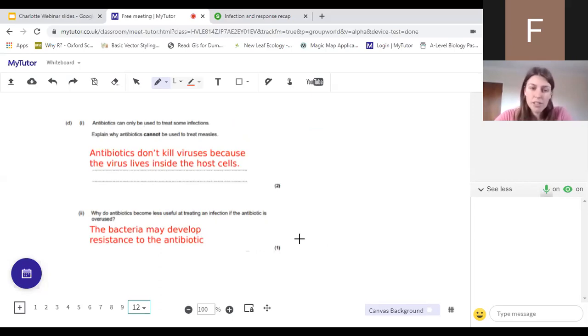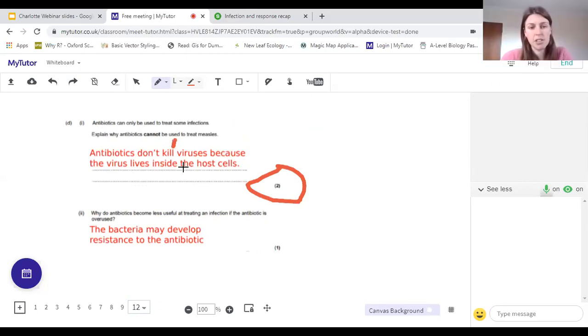Antibiotics don't kill viruses because the virus lives inside the host cells. So 2 marks. Antibiotics don't kill viruses was 1 mark, because the virus lives inside the host cells was the other. Bacteria may develop resistance to the antibiotic was the answer to part 2. Again, 1 mark there. Nice simple question.